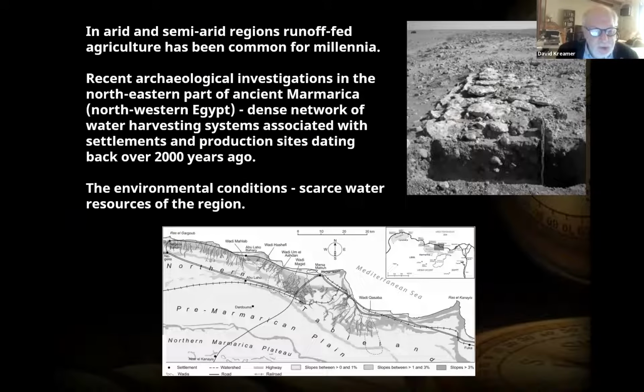So what are some of the solutions? Water harvesting, as has been mentioned before, is something that's been used in the Nile River Basin for millennia. Some archaeologists have found that over 2,000 years ago, for example, in northwestern Egypt, there were water harvesting systems. This is a photograph of the systems and a map showing the different wadis that have been associated with some of the water restrictions, the water harvesting systems.